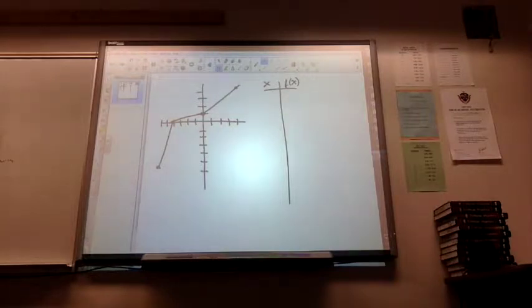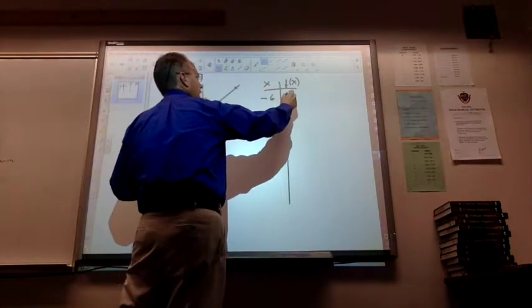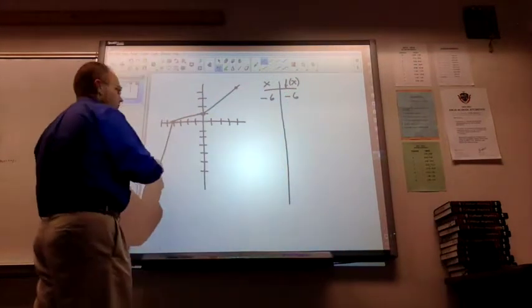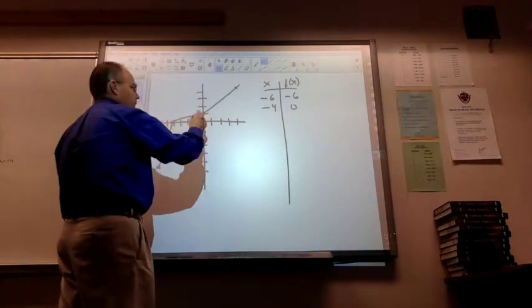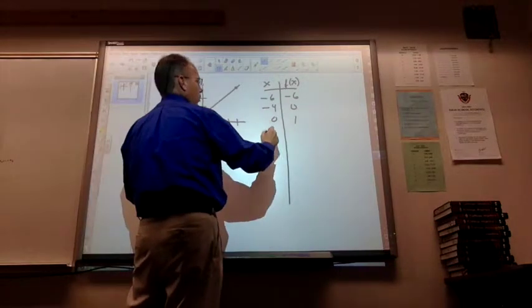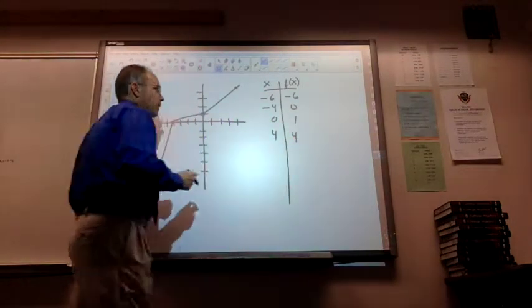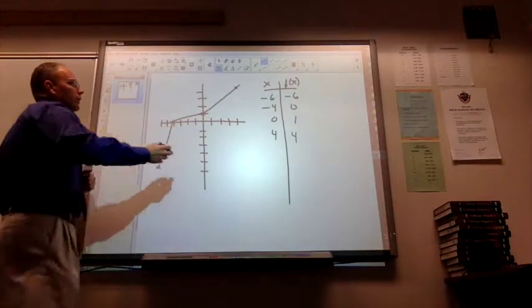All right. Created a t-chart, so I have (-6, -?) is this point. (-4, 0) is this point. (0, 1). And (4, 4). It's one-to-one. The horizontal line test passes.